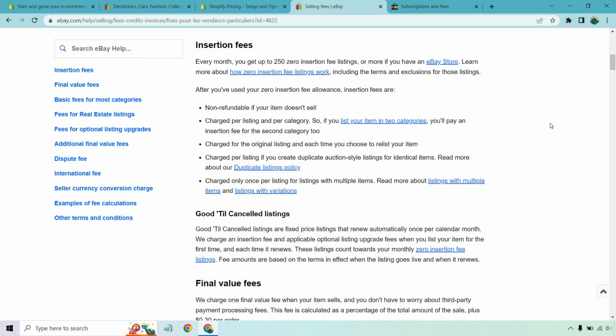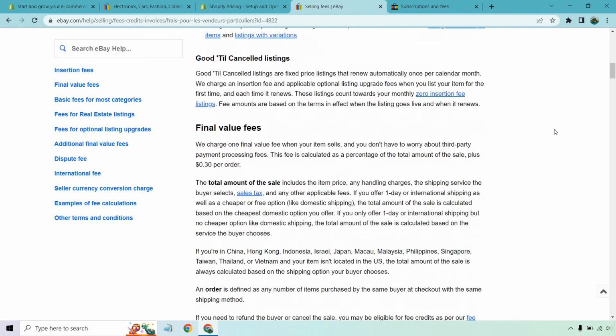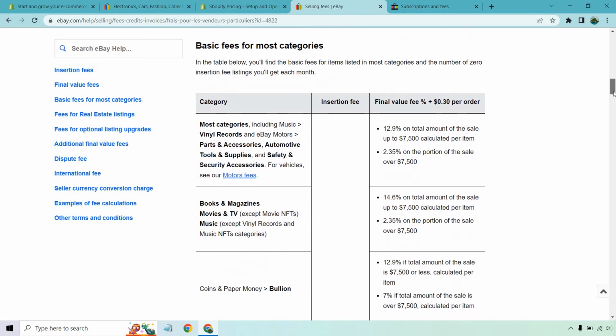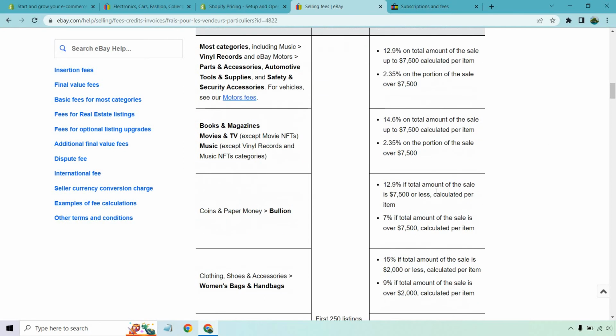However, as you get going, I do believe eBay is going to have some pretty steep fees that I've noticed have increased. A lot of people haven't liked that too much, but you can't blame them, especially when it comes to categories. If you're looking at a lot of categories here, you're looking at 12.9% on a total of anything up to $7,500, plus 30 cents per order. When it comes to books and magazines, you're looking at 14.6%, which is a lot.